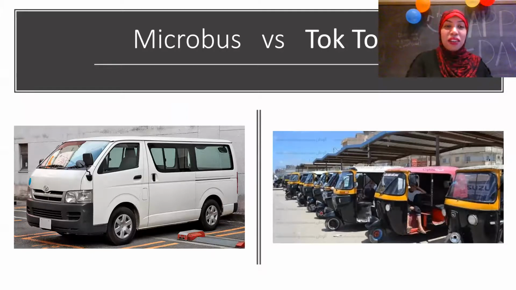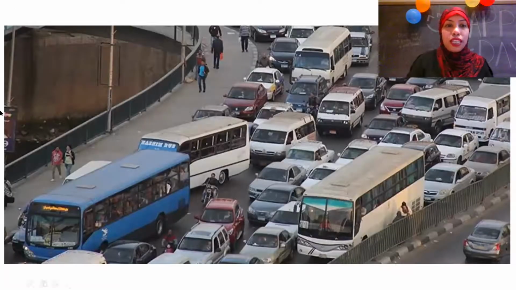Okay, the microbus definitely is smaller than the minibus. So from the biggest to the smallest, we've got the bus, minibus, microbus, and then of course the tuk-tuk, or the rickshaw. This one is just exported from India, I guess. In order to explain the differences in the size, we have to take a look at the following picture. So as you can see, this one, the blue one, that's a bus.